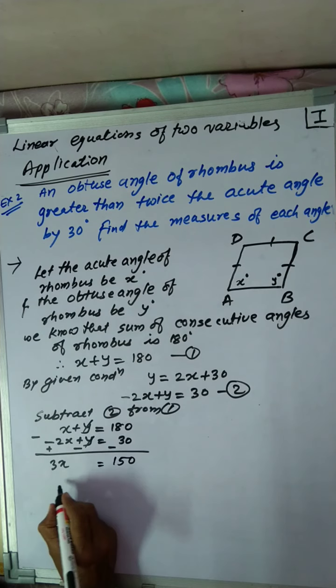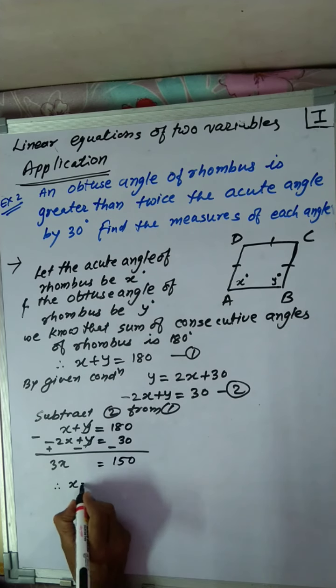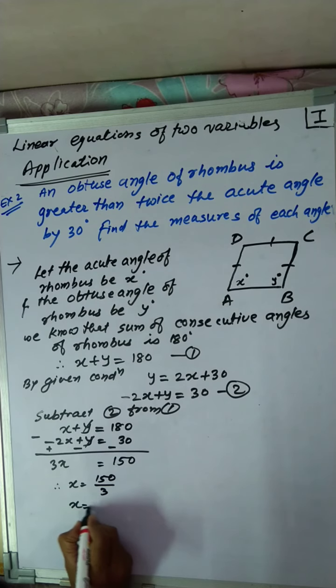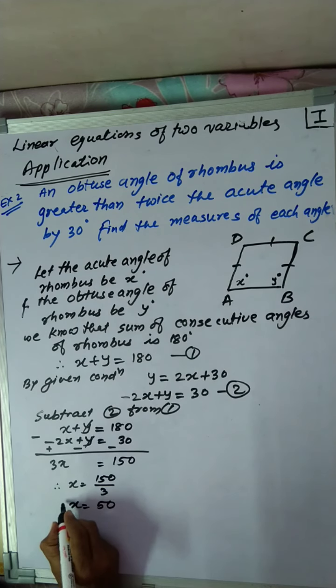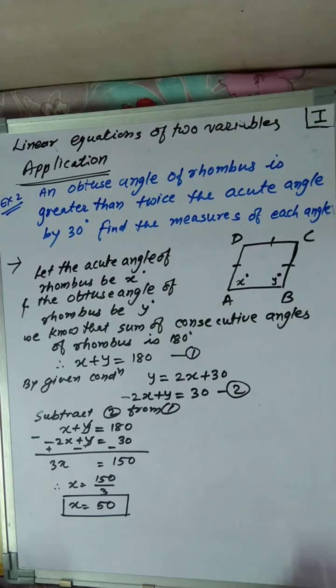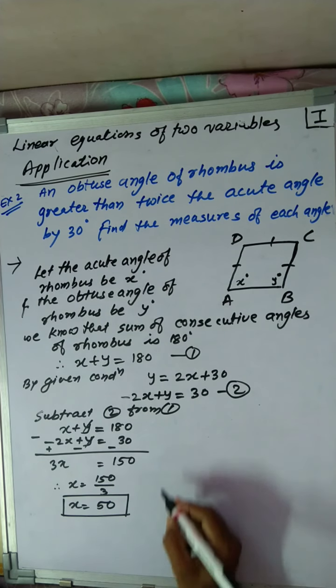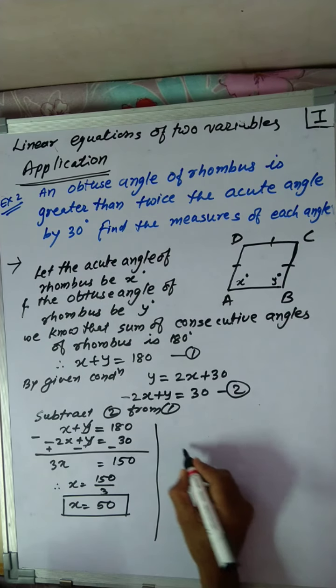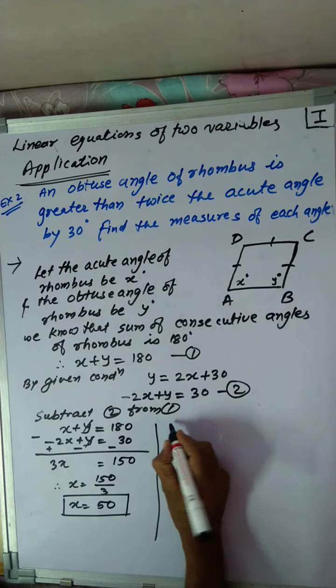Hence 3x is equal to 150. Therefore x is equal to 150 upon 3. Therefore x is equal to 50. We get the first angle. Now substitute this in equation number 1. We get the second angle.